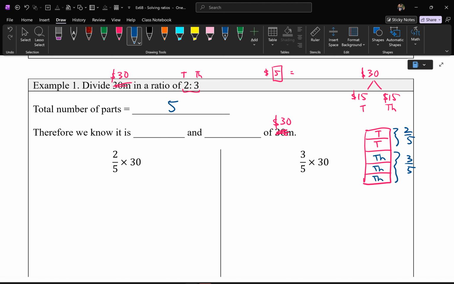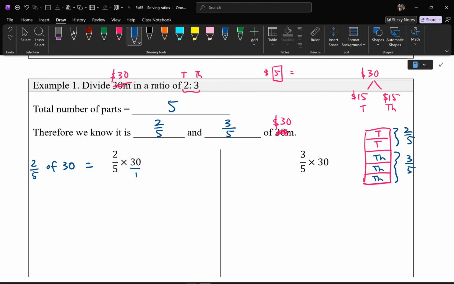But we know Mr. Tran contributed 2 out of those 5 parts, and they just contributed 3 out of 5 parts. So that means out of 30, I should get 2/5 of 30. So let's think about the language. 2/5 of 30. See, 2/5, you know that's a fraction. Of means times. 30, how do you write 30 as a fraction again? 30 over 1.